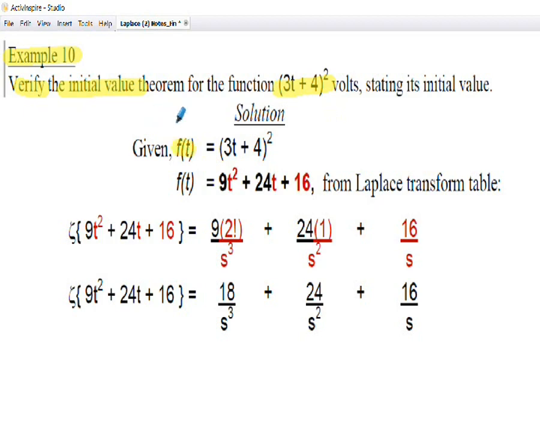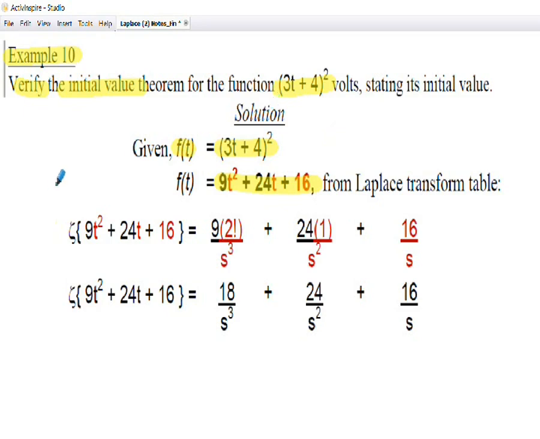Given that function of t, the first thing I need to do is expand the bracket. And don't forget that's a binomial bracket. That is 3t plus 4 multiplied by 3t plus 4. Okay, so expand it as a binomial expansion. If we do that, we'll get 9t squared plus 24t plus 16. If you're not sure about that, I would encourage you to check the binomial expansion.